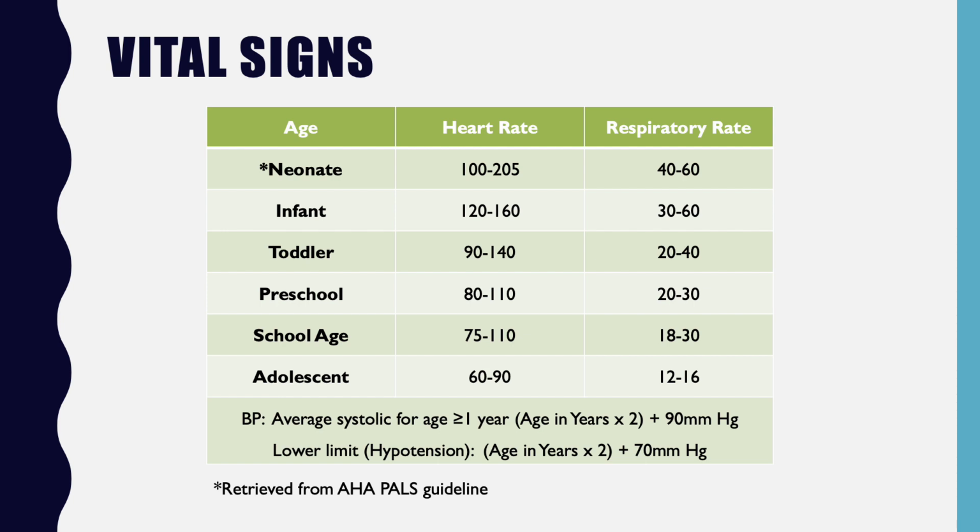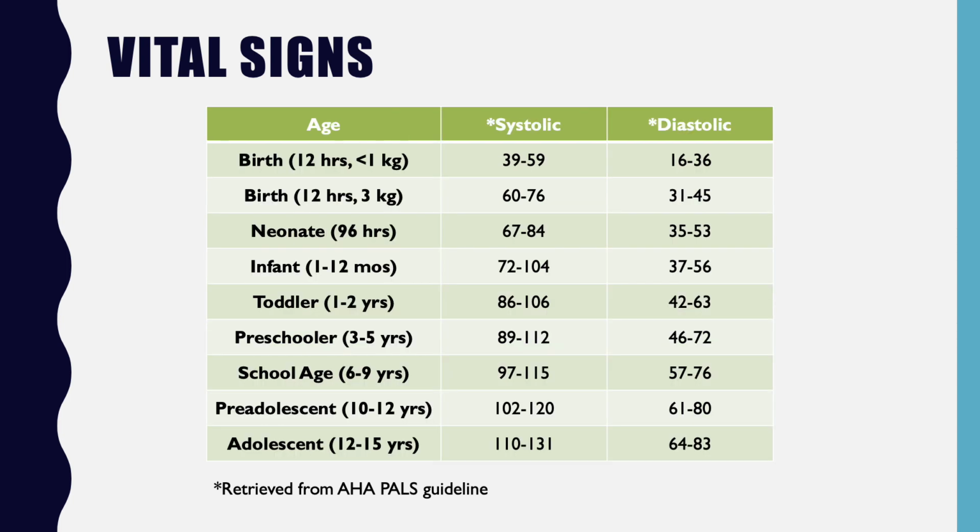The average systolic blood pressure for children 1 year or older can be calculated by taking the age in years, multiplying by 2, and adding 90. The lower limit can be calculated the same way but adding 70. However, that number would indicate hypotension and immediate intervention would be needed. For funsies, I've included a chart that lists the BP norms just for your information, which comes from the AHA.